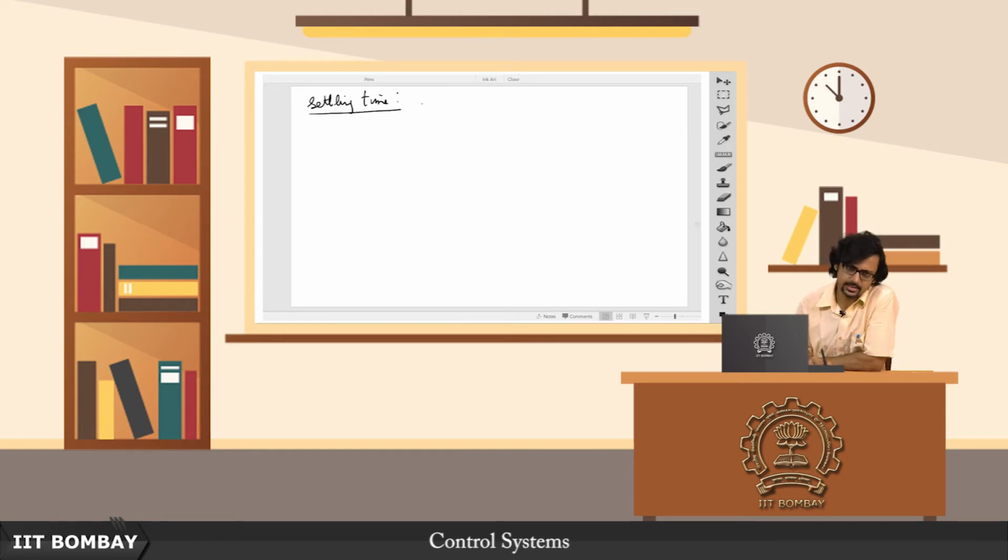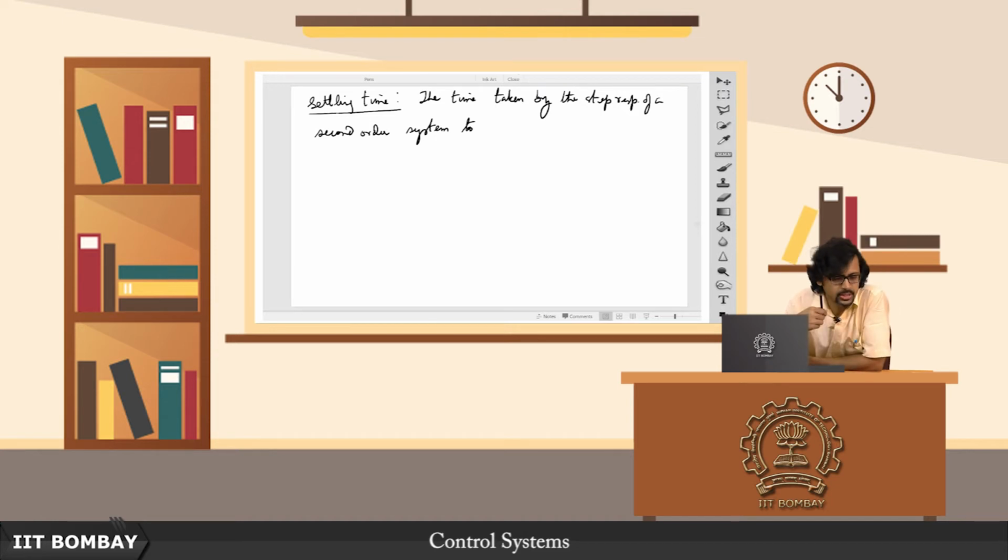So how do we define the settling time? Settling time is the time taken by the step response of a second order system. So notice settling time can be defined for any system, not just for second order system.